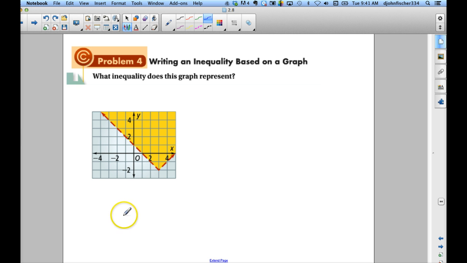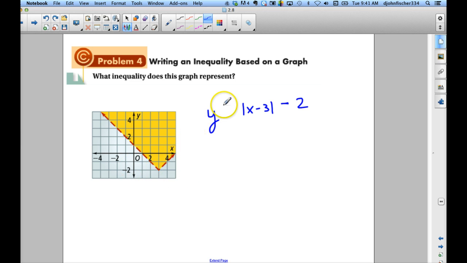Write an inequality that represents the graph. Well, let's look at this now. Let's see the vertex: 1, 2, 3, so it's 3 over and down 2. Our slope is 1, up 1 over 1. That's good.